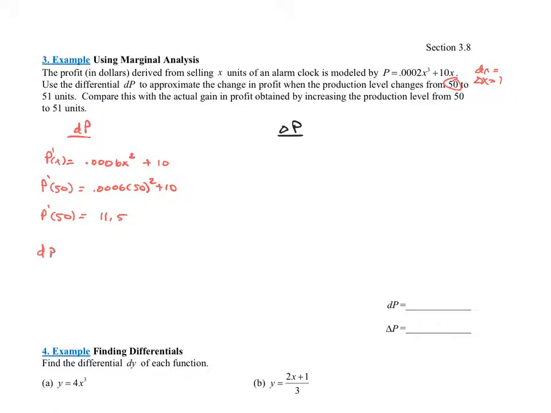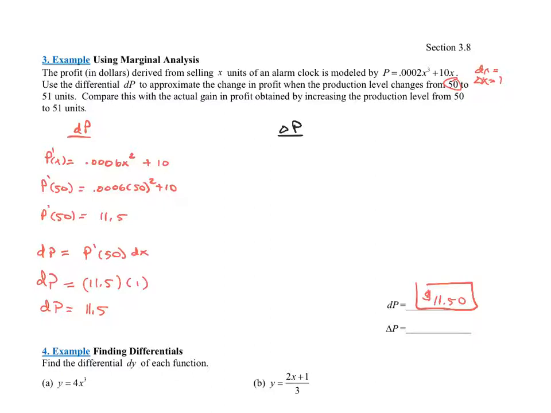So to find dP, the marginal of the profit, the estimated change, I do P prime of 50 times the change in x. And again, P prime of 50 was 11.5, and the change in x was 1. So my estimated change in profit is an increase of $11.50, because that is when you sell from 50 to 51. So that means I made a profit of $11.50 off of the 51st unit alone. Well, let's see what the real profit was.